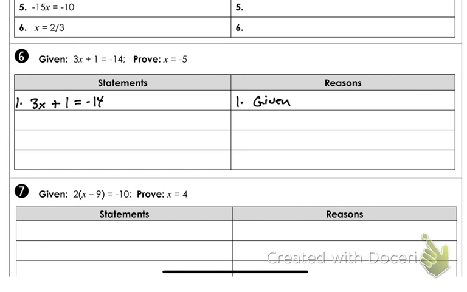So we're going to go ahead and I like the intermediate steps. I like to tell myself what I did. I'm going to subtract 1 on both sides. So I have 3x equals a negative 15. That would be my subtraction property of equality.